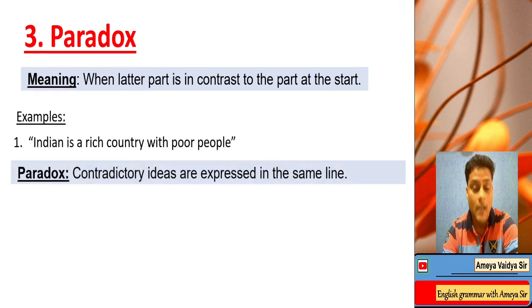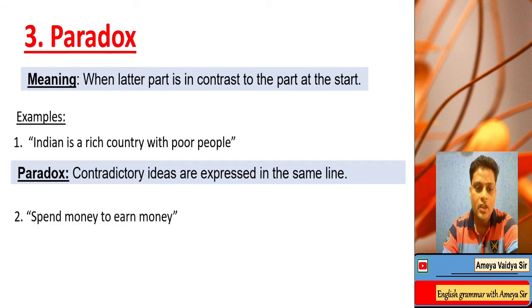The next one, oh, by the way, how do you write this? You say paradox and then you say contradictory ideas are expressed in the same line. I like this explanation. It's not just about the opposite words here. Point to be noted. Next one, spend money to earn money. Now this is ridiculous. It's true, but it's really hilarious when you read it the first time. I mean, what? Spend money to earn money.